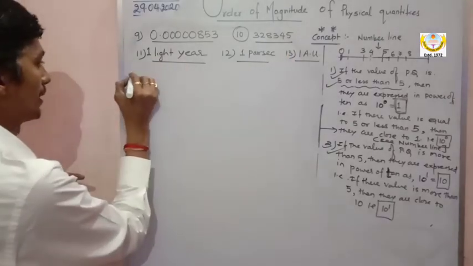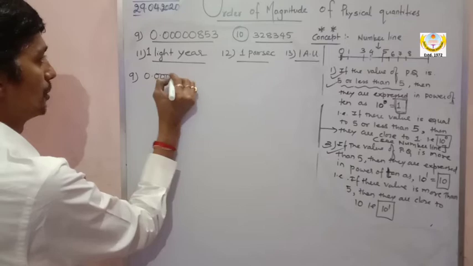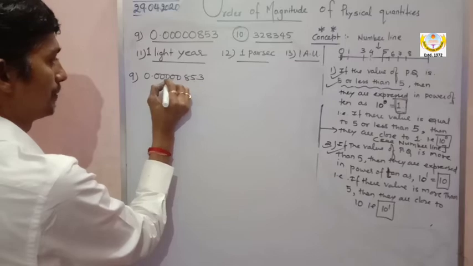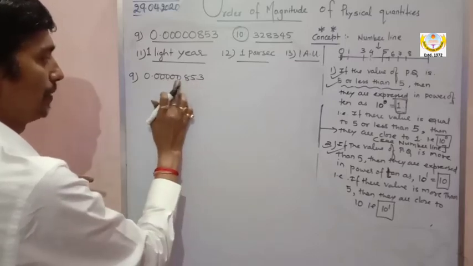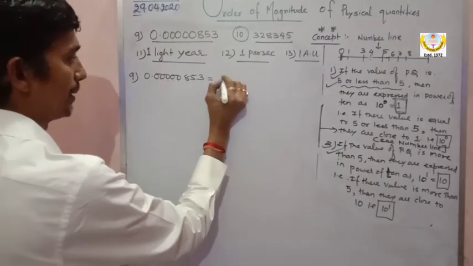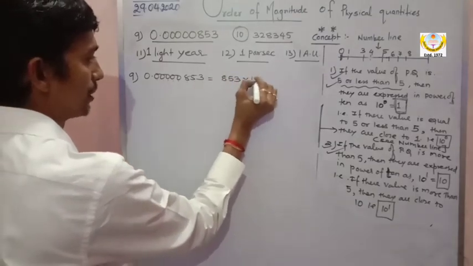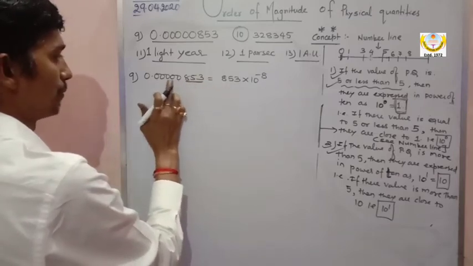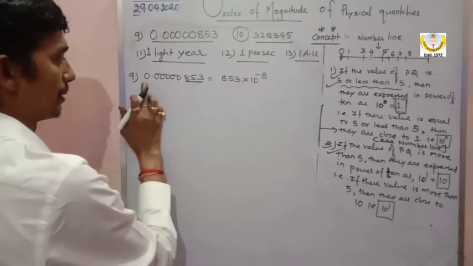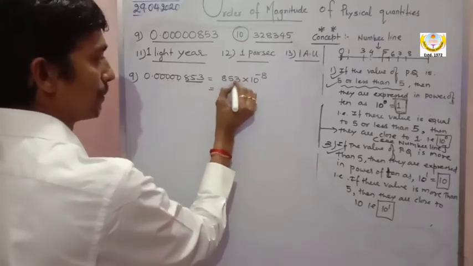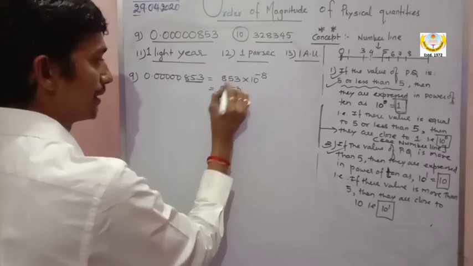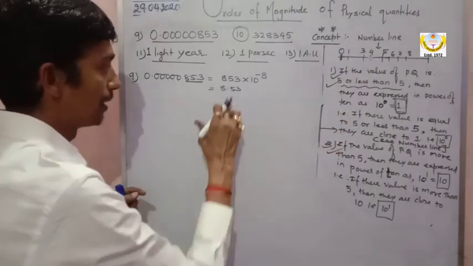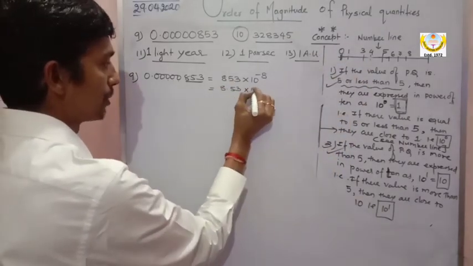So now my dear, let's start for the ninth one. 0.000000853. So this is 1, 2, 3, 4, 5, 6, 7, 8. This can be written as 853 into 10 to the power minus 8. Don't count this 0, right? So now I will convert it into one digit. This is 8.53. Please try to understand, I cannot keep it in 3 digits. 8.53 to follow my rules, 8.53 into 10 power 2.